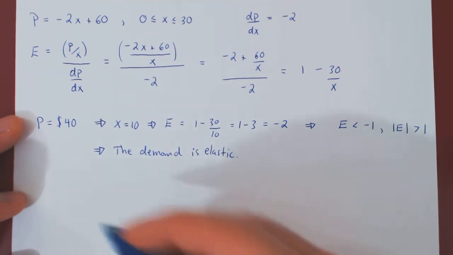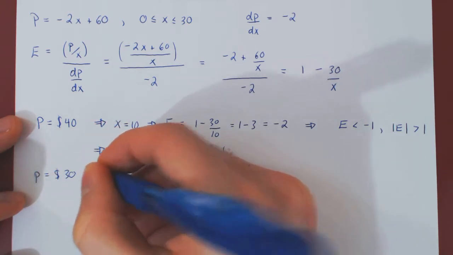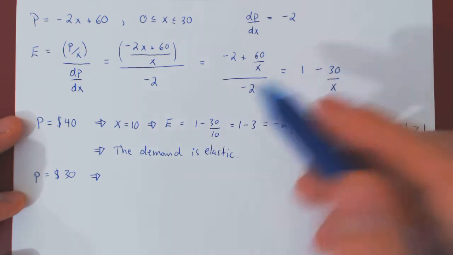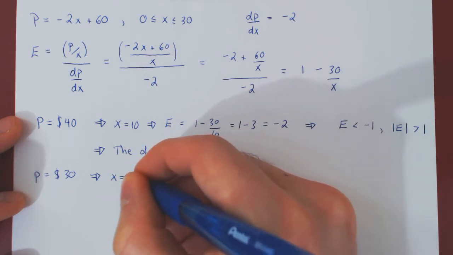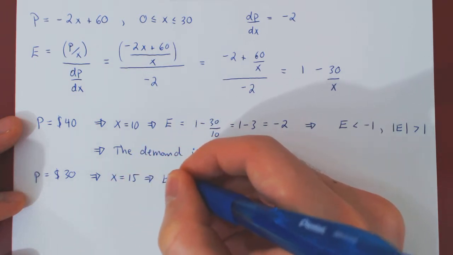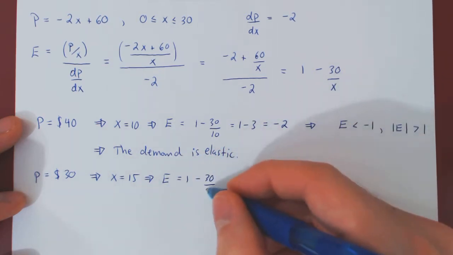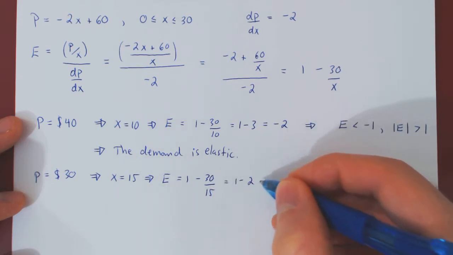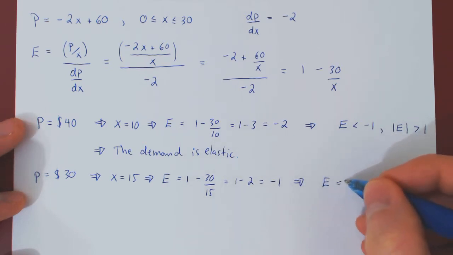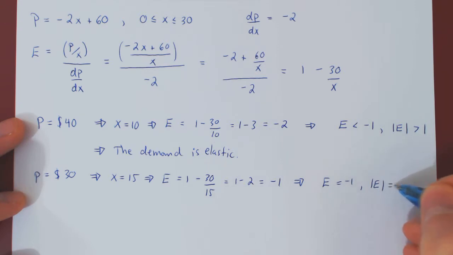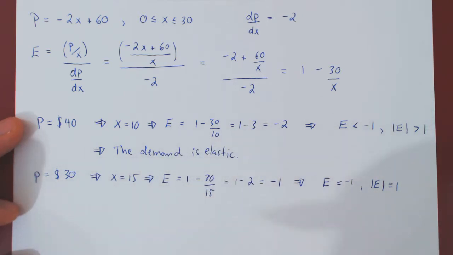What about a price now of $30? Once again, we must find the corresponding X value. So replace P by 30, solve for X, and you find that X must be 15. Therefore, the elasticity is 1 minus 30 over X, which is 15. This is 1 minus 2, which is negative 1. So E is negative 1, or equivalently in absolute value, E is equal to 1, which means that for a price of $30, the demand is unitary.